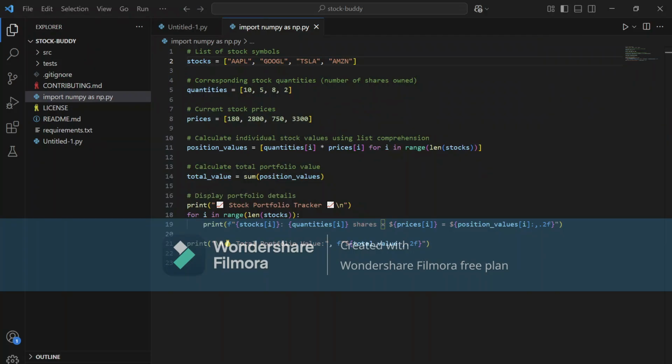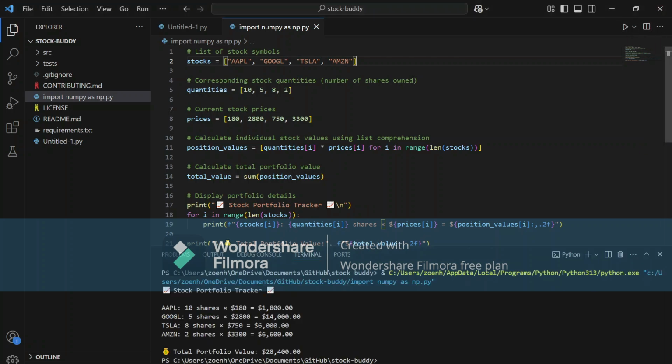So this is our first line of code. Pretty much what this is doing is creating a basic portfolio tracker that stores the stock symbol and quantities in a list. It creates a list of prices and calculates the total value, and it uses list comprehension to calculate the position value. So let's run the code so we can go through it.